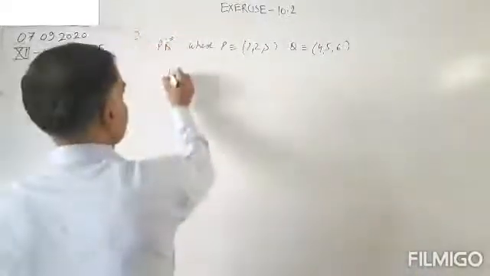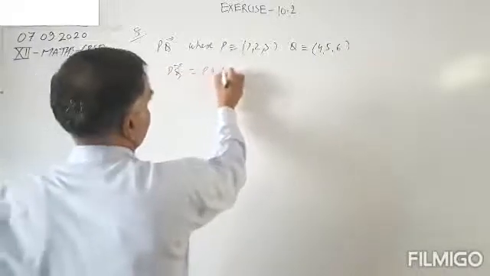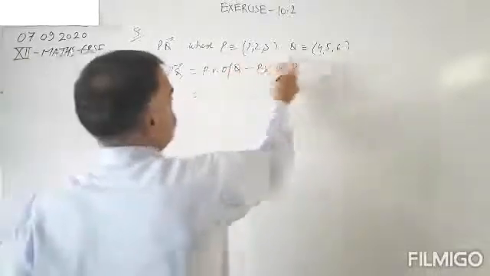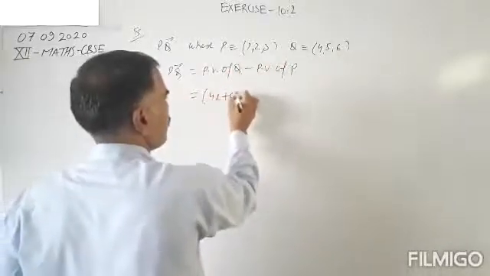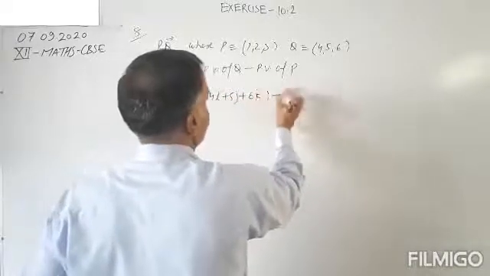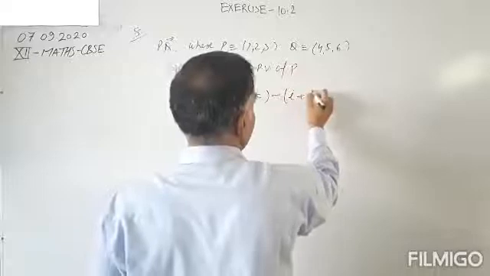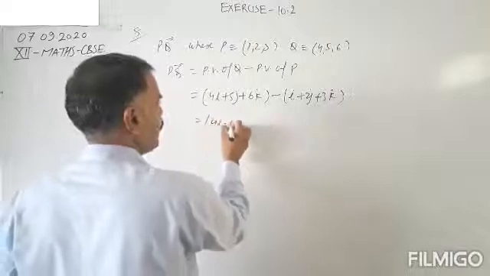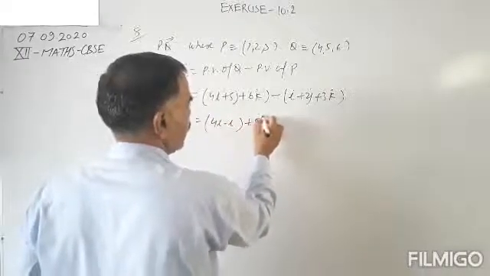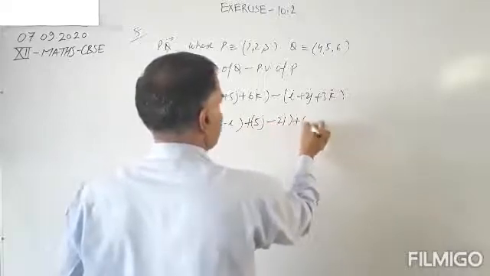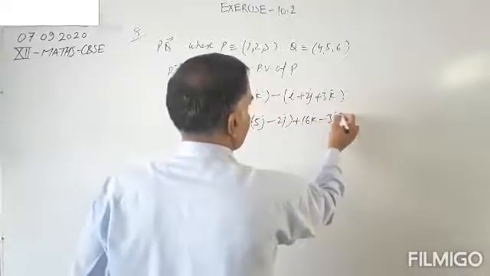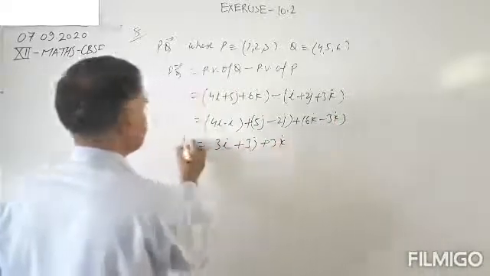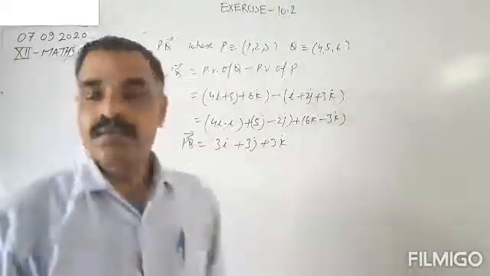So PQ vector is equal to the position vector of Q minus the position vector of P. Position vector of Q is 4i cap plus 5j cap plus 6k cap, minus the position vector of P, which is i cap plus 2j cap plus 3k cap. So this is equal to 4i minus i plus 5j minus 2j plus 6k minus 3k. So all are equal to 3i cap plus 3j cap plus 3k cap. This is the PQ vector.